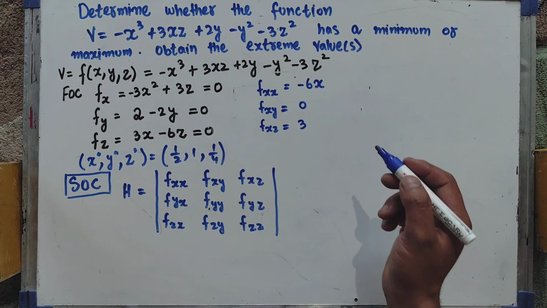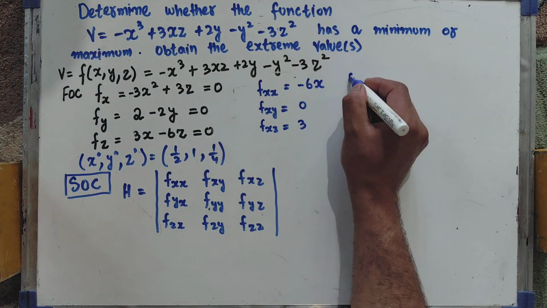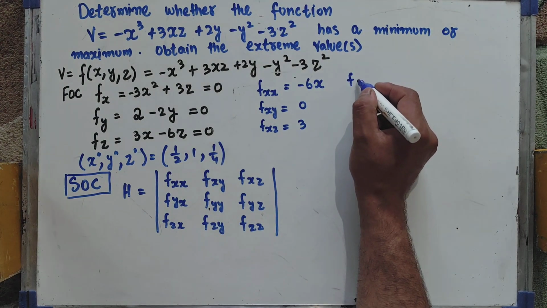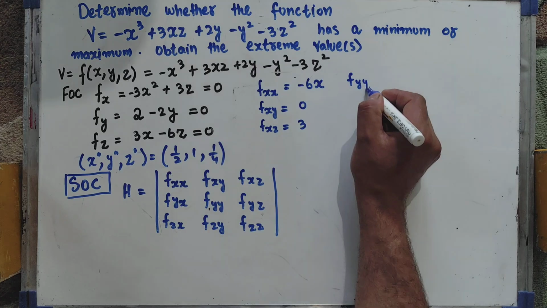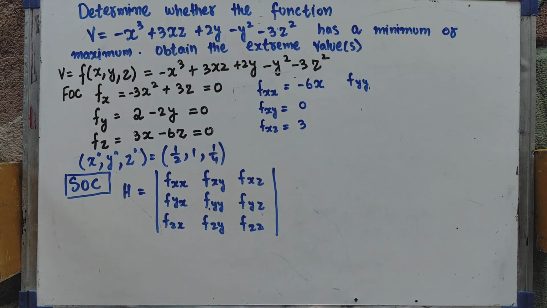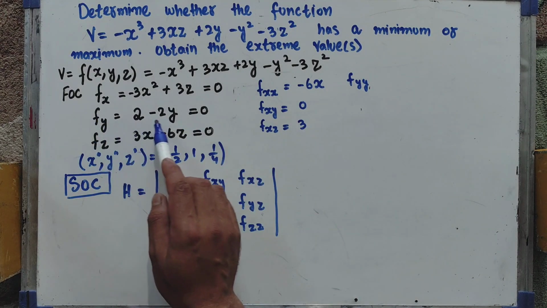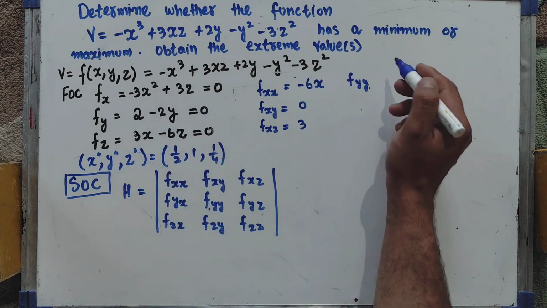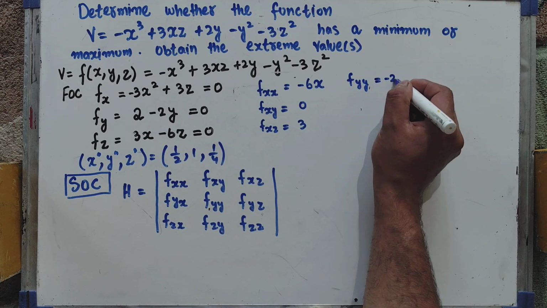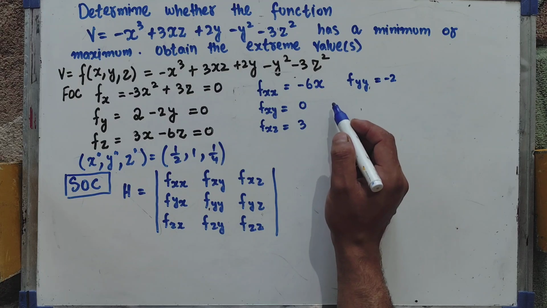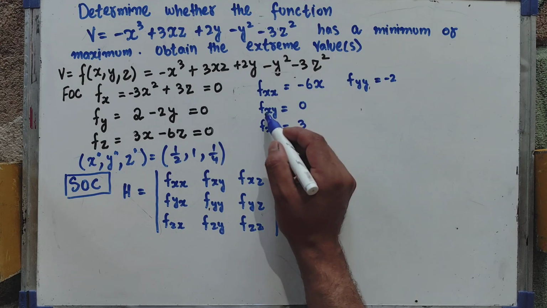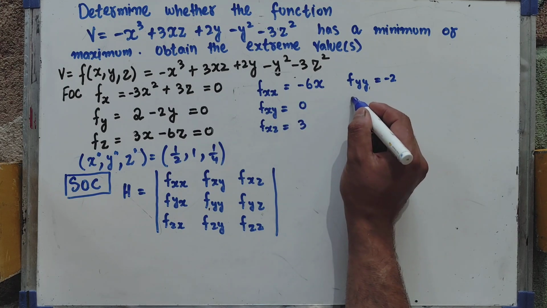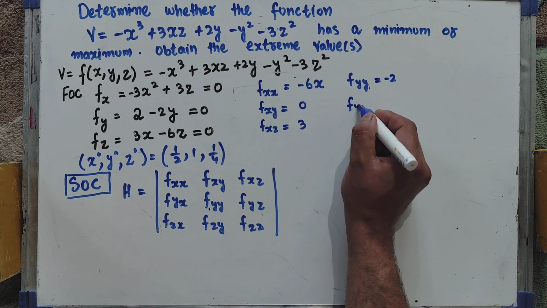Then we find f of yy. That means the derivative of this function with respect to y. The derivative of y is 1, so we are left with negative 2. Then we need to find f of yx. Since f of xy is equal to 0, f of yx will also be equal to 0.